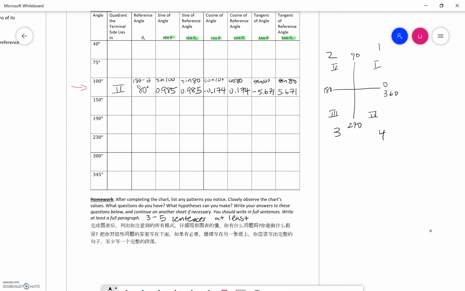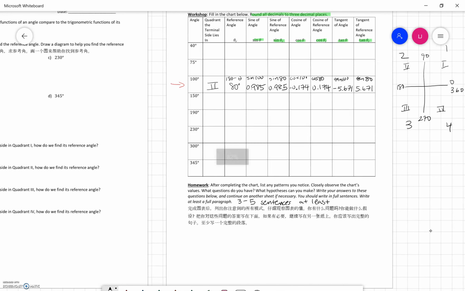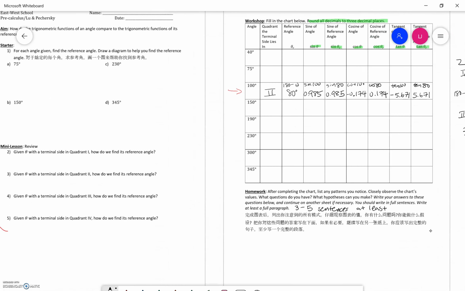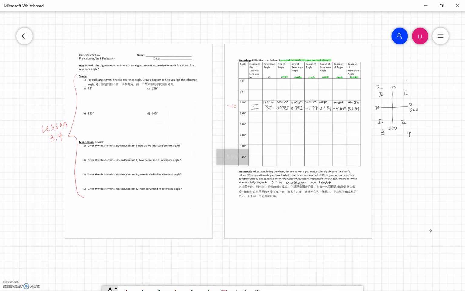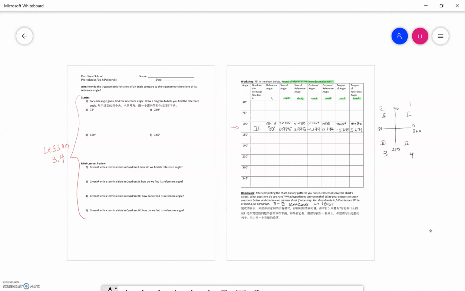And that is how you complete this assignment. So again, basically page 1, which we can get all the answers from lesson 3.4. Page 2 is all calculated work, and then observe. What do we see? What can we hypothesize based on that workshop?